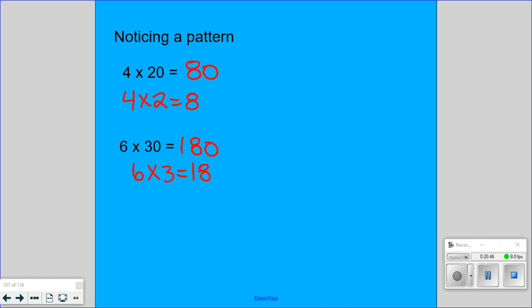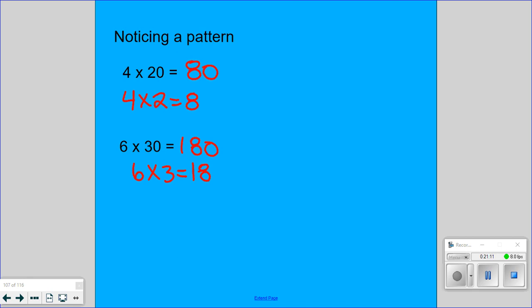So what's happening? Yes, I understand what you're saying, right? We're adding a 0 as in plopping one on. But why? Why did that happen? Because 8 plus 0 is still 8, not 80. See it?